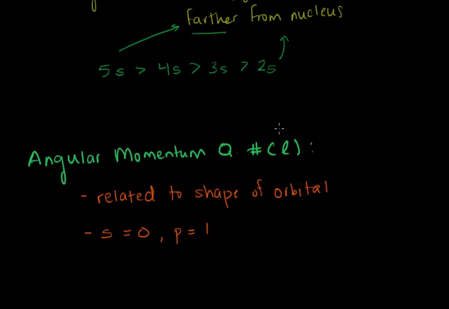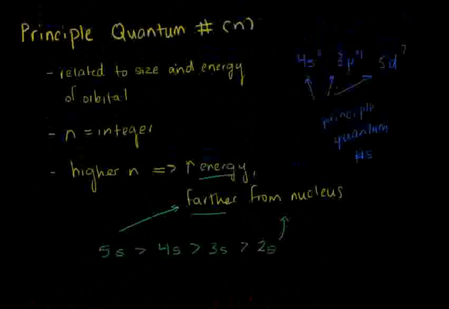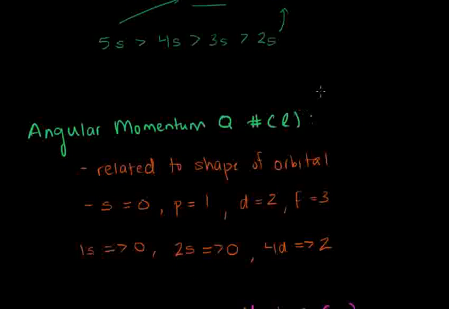I should say as well that L is the letter used to describe angular momentum. So N is used for the principal quantum number, L is used for angular momentum. S has an angular momentum quantum number of 0, P of 1, D of 2, F of 3. And so we can do a few quick problems here. What L number does a 1s orbital have? Well, all s orbitals have an L of 0. What about a 2s? Well, that's also an s, so it has an angular momentum quantum number of 0. What about 4d? Well, all d orbitals have an L of 2. So that's fairly straightforward.